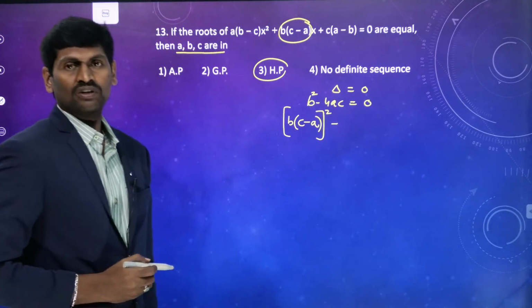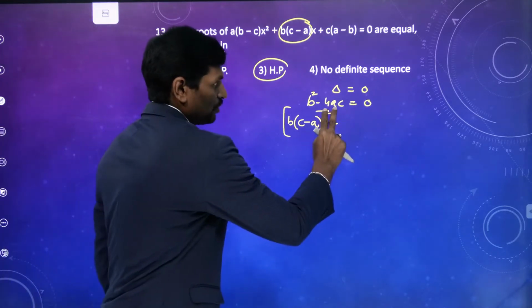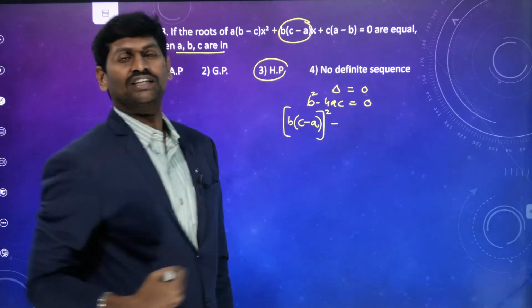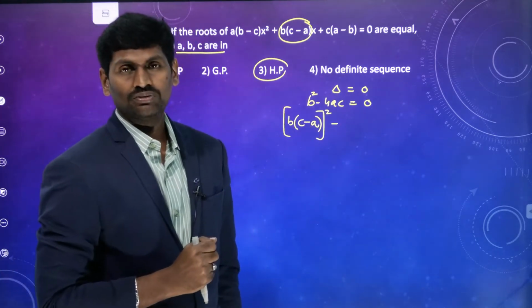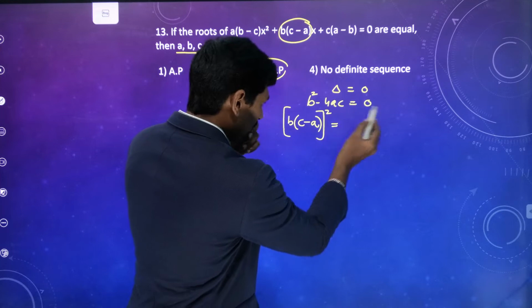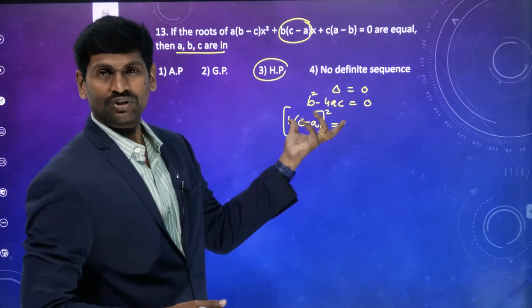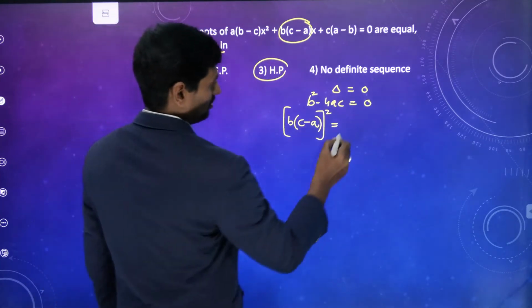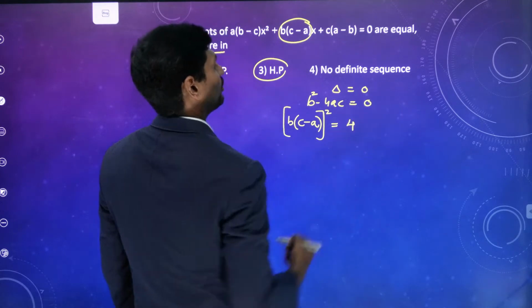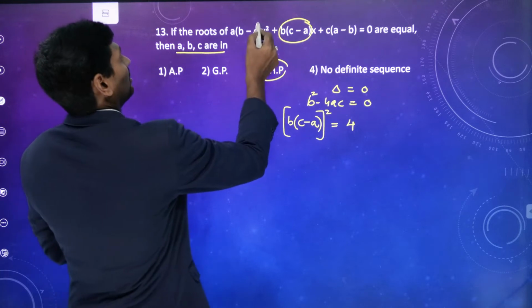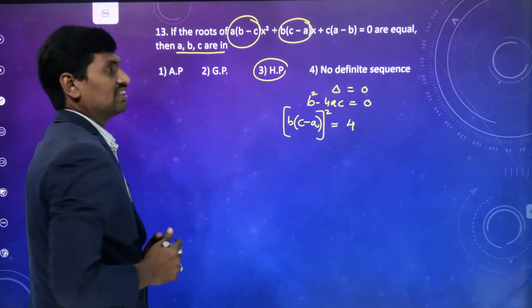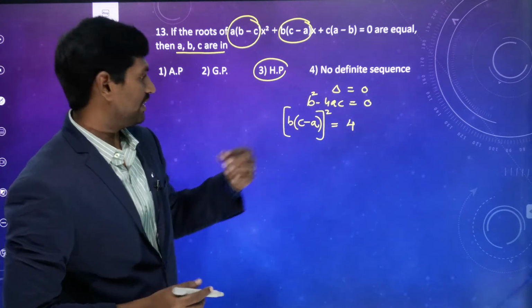Minus. Now I am just transposing this minus 4a to the right side. It will be plus 4ac equals to, that means plus 0. 0 plus 4ac is nothing but 4ac only, no? So 4 into A into C. A value is nothing but the x square coefficient. The x square coefficient is A into B minus C.